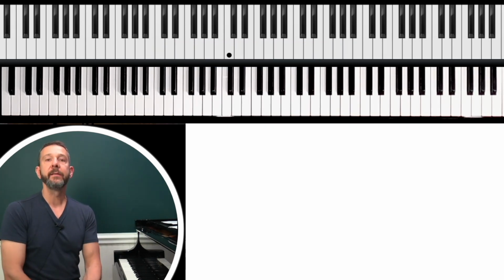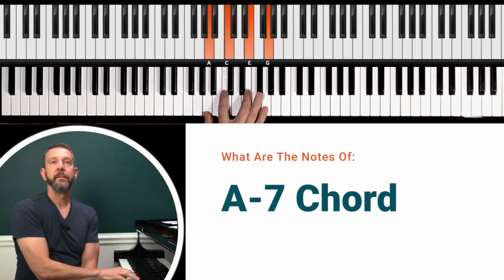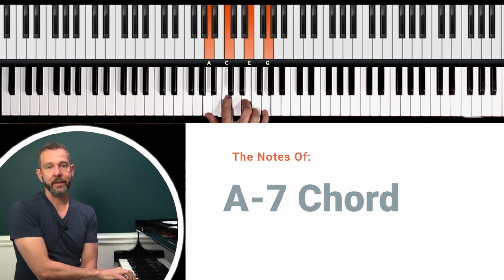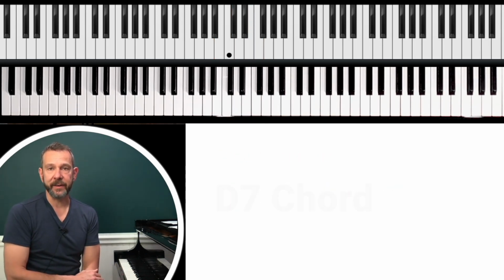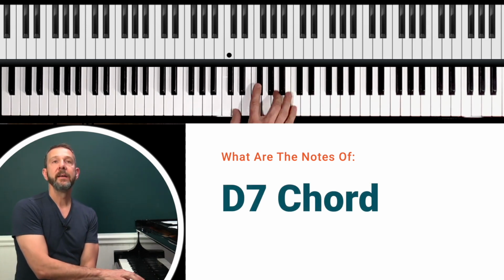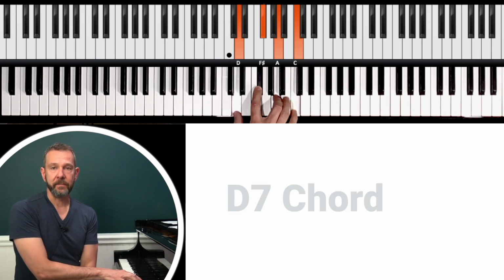So let's start with A minor 7th. What are the notes of an A minor 7th chord? That would be A, C, E, and G. Next chord, D7, D dominant 7th. What are those notes? It would be D, F sharp, A, and C.